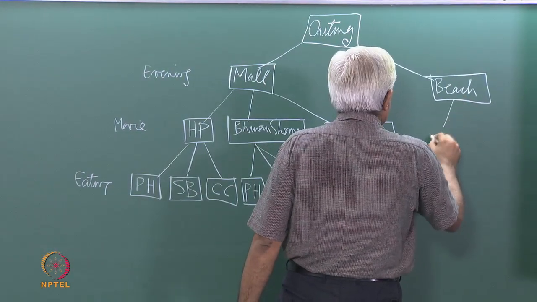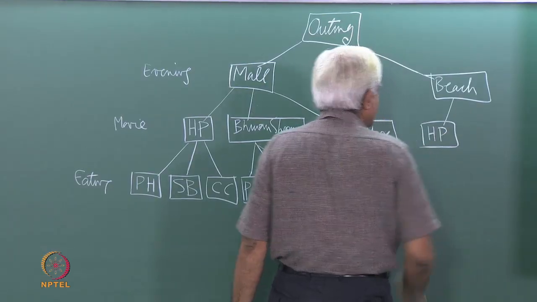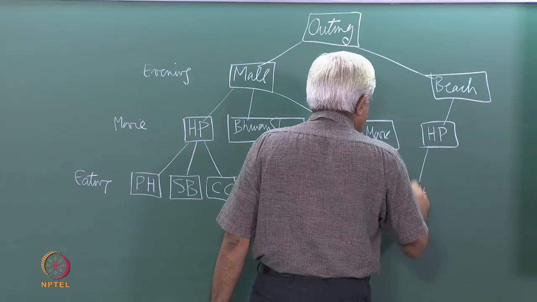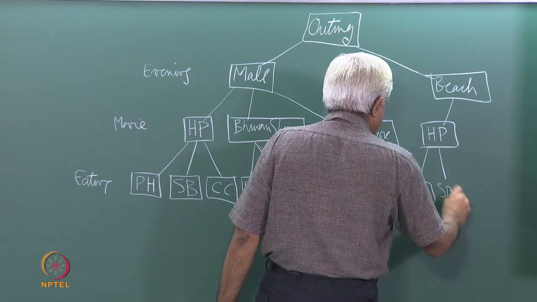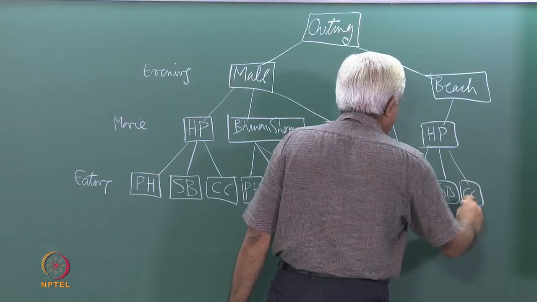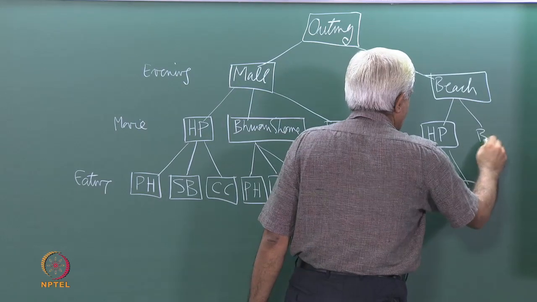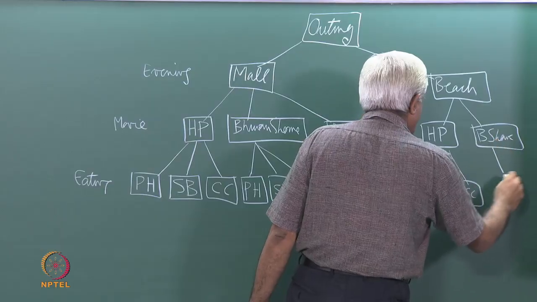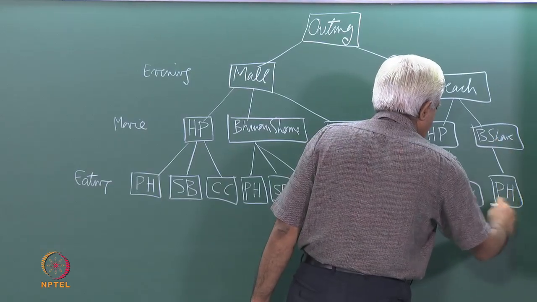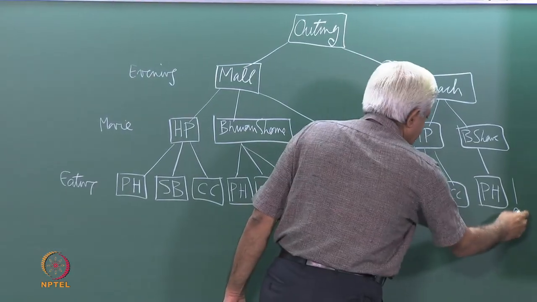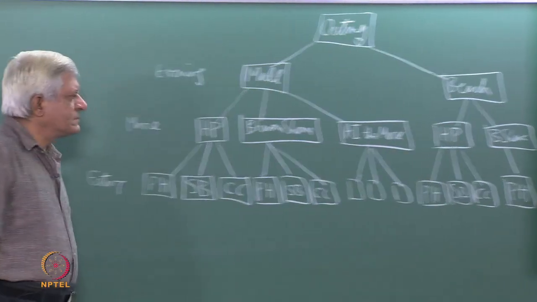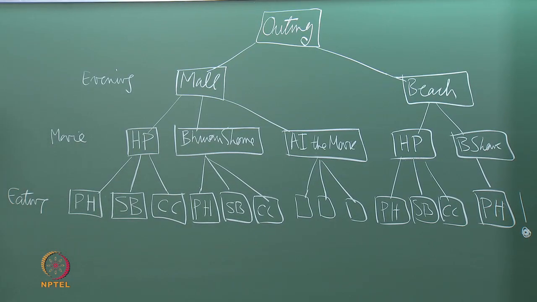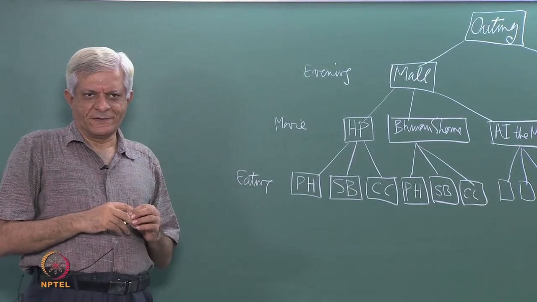So, let us say Harry Potter, go to the beach, then go and see Harry Potter, and then go to Pizza Hut, then go to Saravana Bhavan, then go to Cafe Coffee Day, then go to Bhuvan Shom, then go to let us say Pizza Hut, and suddenly your friend says yes, and you have found the solution. Your friend is agreeable to the idea of going to the beach, then going and watching Bhuvan Shom, and then going to the Pizza Hut for dinner essentially.